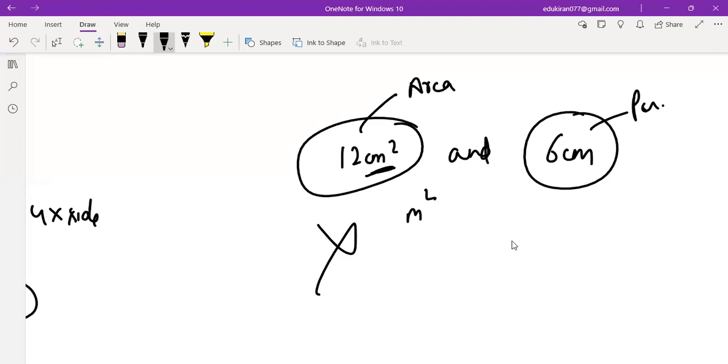Why are we doing it? Because, for example, side multiplied by side: 2 centimeter multiplied by 2 centimeter is now 4 centimeter square. Clear?